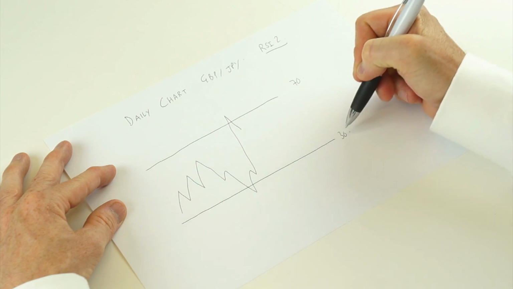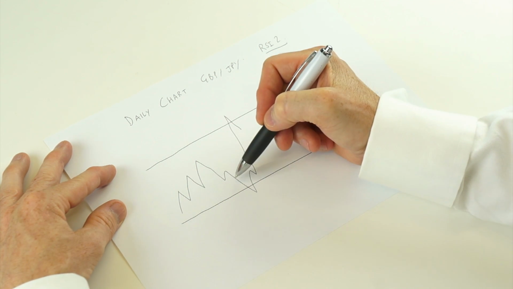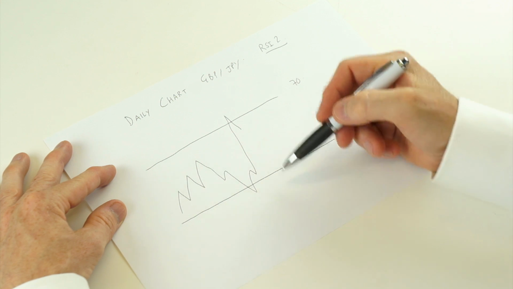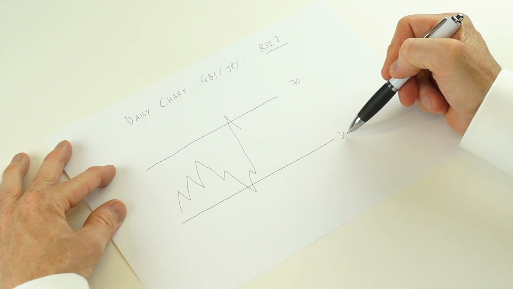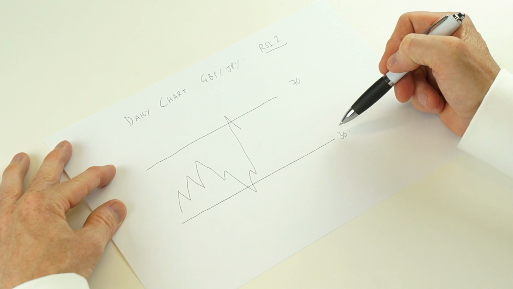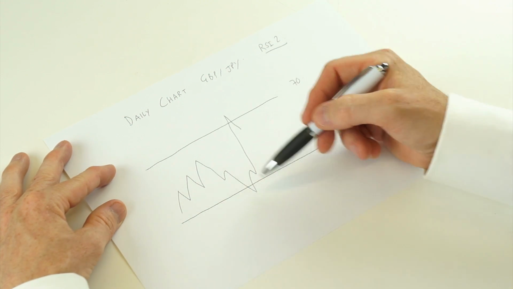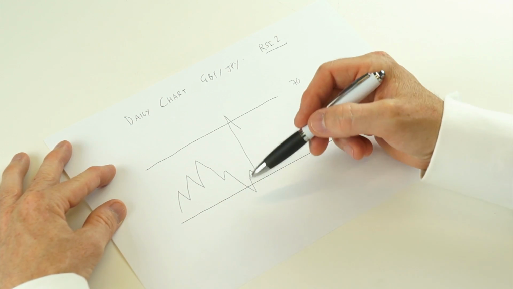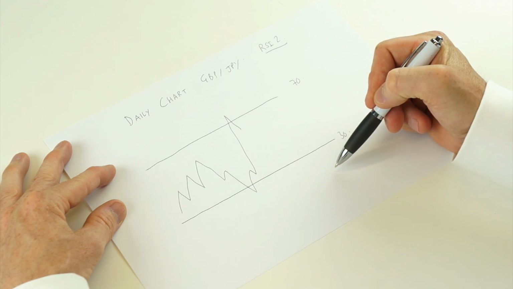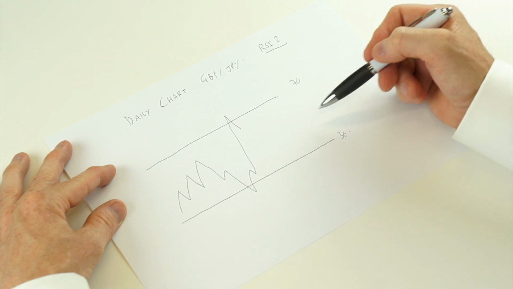And the same for a short trade. If we're above 30 and then today it closes below 30, that's our signal to short sell. If we're already long, we get out of our long trade and then reverse the position and go short. Okay, that's the stop and reverse element.